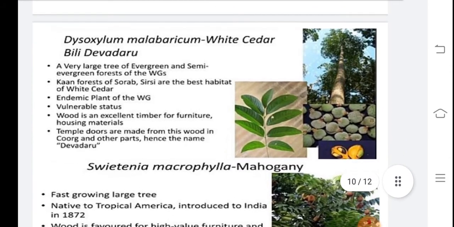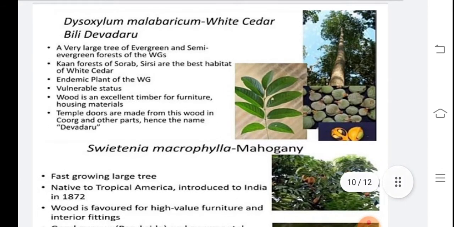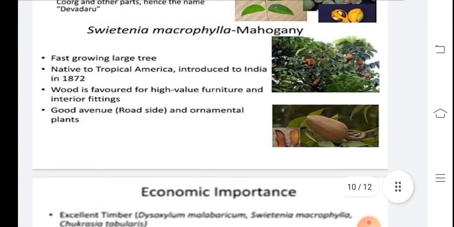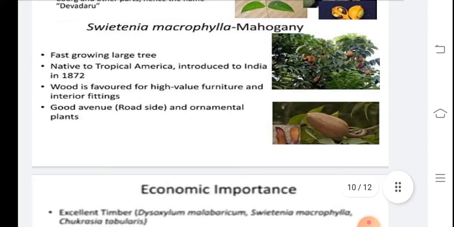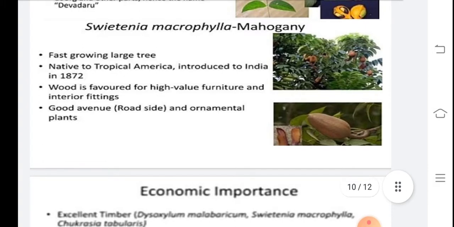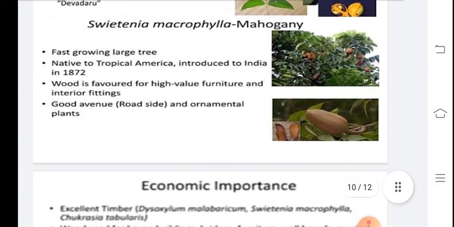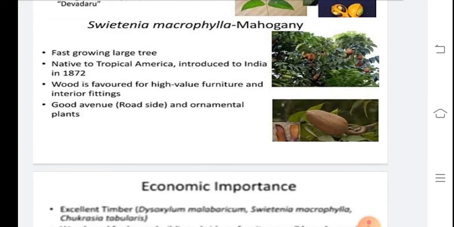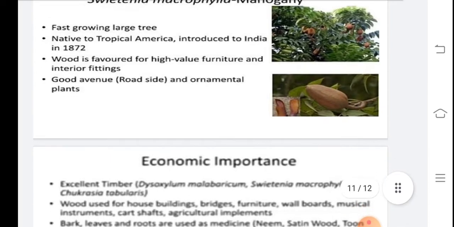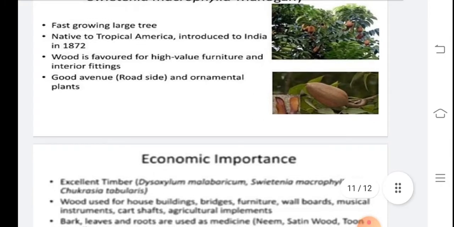Then Dysoxylum malabaricum, it is white cedar. You see how is the tree. It is an endemic plant to the western part, and it is evergreen, seen in semi-evergreen forest area. Then this is Swietenia macrophylla, mahogany. You see how is the tree. It is commonly found in America and introduced to India after 1872. So it is cultivated here. It is having a good avenue. Due to evergreen, there is no leaf fall. Deciduous trees have leaf fall each year. Evergreen trees generally do not show leaf fall each year.